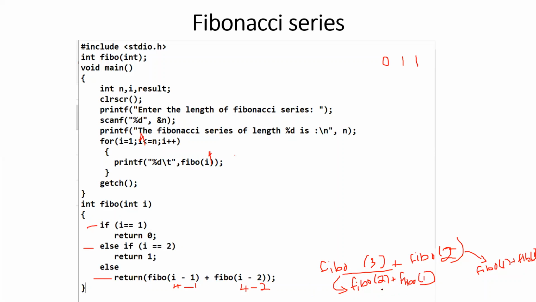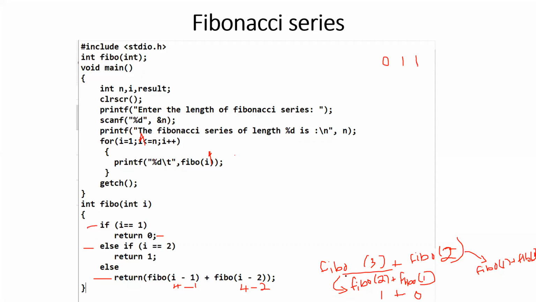So whatever values we got for Fibo of 2 plus Fibo of 1, you know that Fibo of 2, what will be Fibo of 2? It will be returning 1. So you will substitute 1 plus Fibo of 1 is what? Fibo of 1 will be returning 0. It will be substituted here. So it will be returning like 1 plus 0 will be 1.